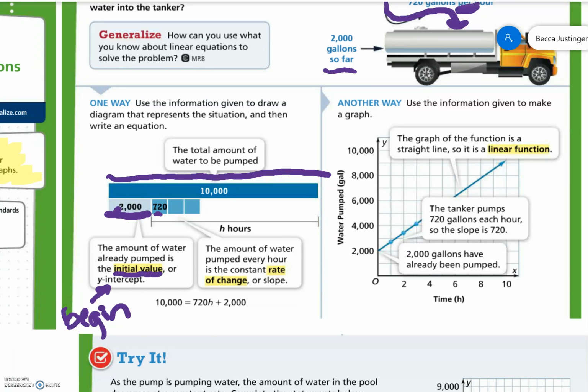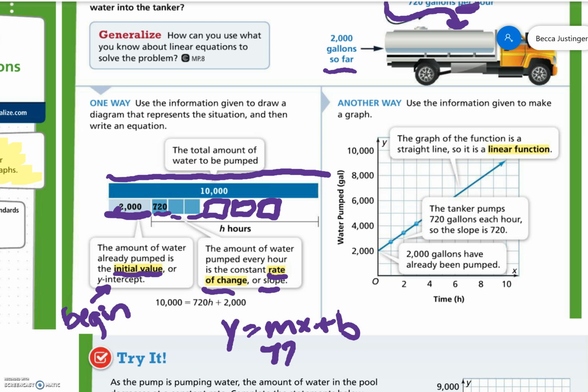Then we know that there are blocks of 720. We don't know how many there are, but it's going to continue to fill up until we hit that 10,000. And that's the amount of water pumped every hour. That's the constant rate of change. So when you see the word slope, you think rate of change. So we can use our y equals mx plus b, because we know the rate of change is 720. So that's 720x. And we know our initial value is 2,000.